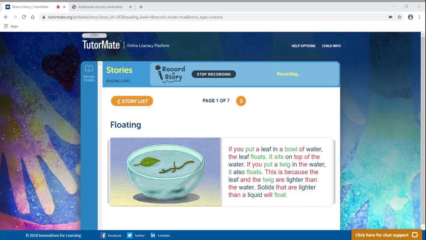We're going to read a story about floating. I'll read the page and then you read the page.